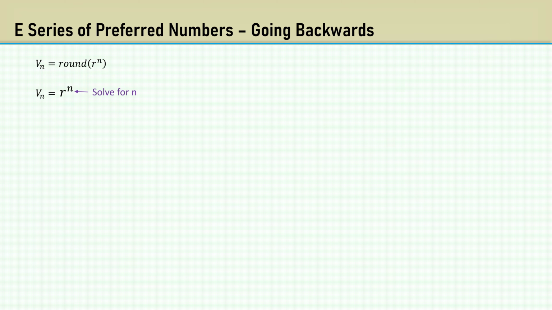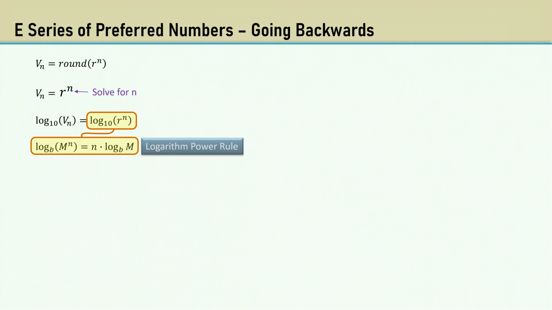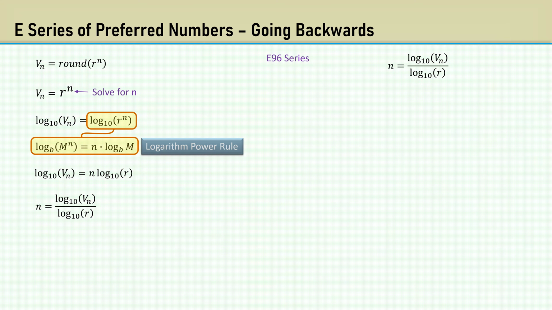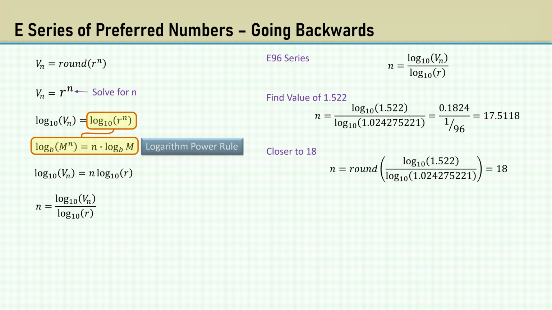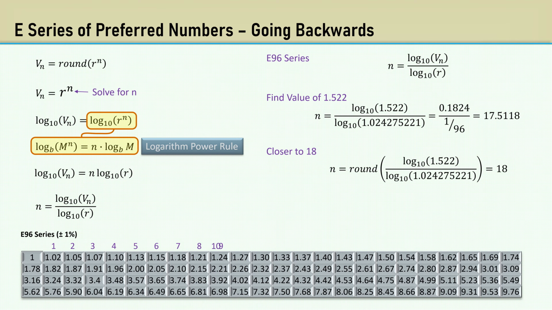We take the log base 10 of each side of the equation and apply the logarithm power rule, which moves n to the front of the equation. Then arranging to solve for n is simply the log of Vn over the log of the common ratio r. Let's determine the closest series value to 1.522, which comes out to be 17.5118. We need the integer n, and 17.5118 is closer to 18, so a simple round function does the trick. Here in the chart, the 18th value is 1.54.